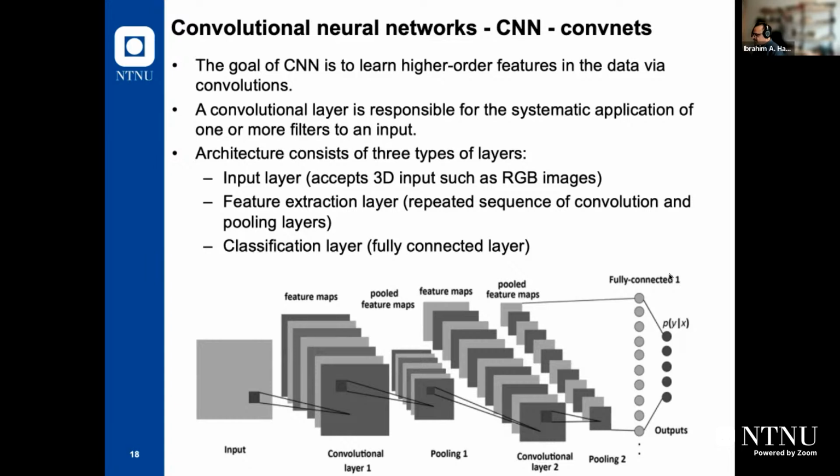And at the end, we will have the classification layers, which we call fully connected layers. Those fully connected layers are the classification part, the part which makes decisions. So this is the model, how it looks like.